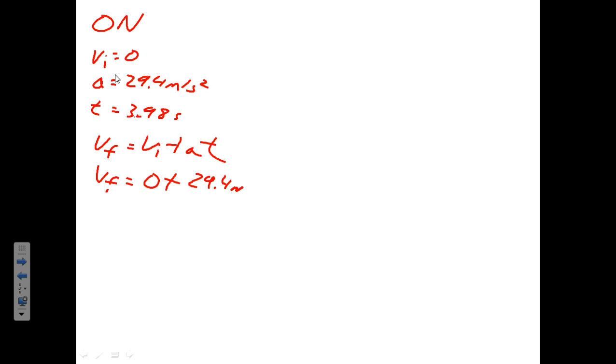29.4 times 3.98. Cancel units. Multiply that out. We get 117 for our final velocity. I'm going to write that up here. Now that's as fast as it ever goes, right? It's top speed. We might as well go ahead and calculate the displacement.